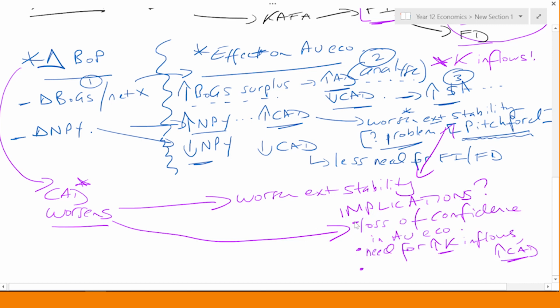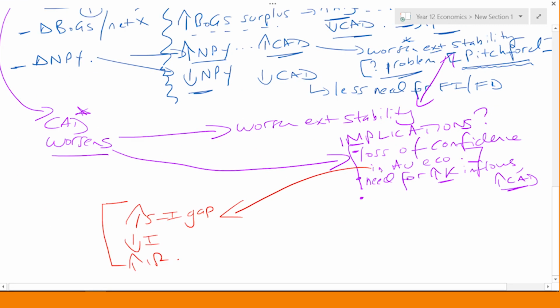In terms of the implications, there could be a loss of confidence in the Australian economy from foreign investors, because they think the current account deficit is getting too large, external stability is too weak, and the Australian economy is unlikely to pay back all of that money and meet its obligations. So they're going to stop lending to Australia. If we extend this point a bit further, maybe Australia's savings-investment gap gets worse. Maybe Australia is unable to do as much investment, and this could result in lower living standards.